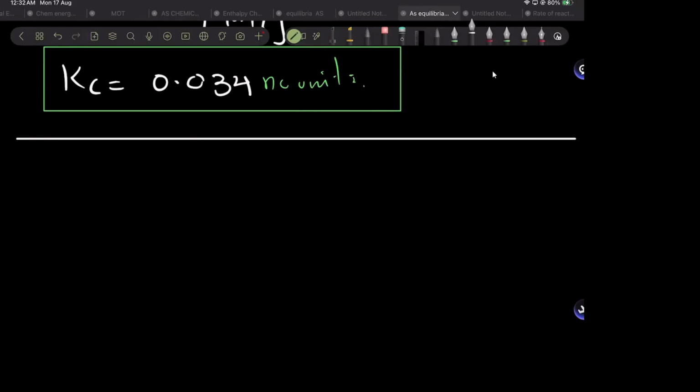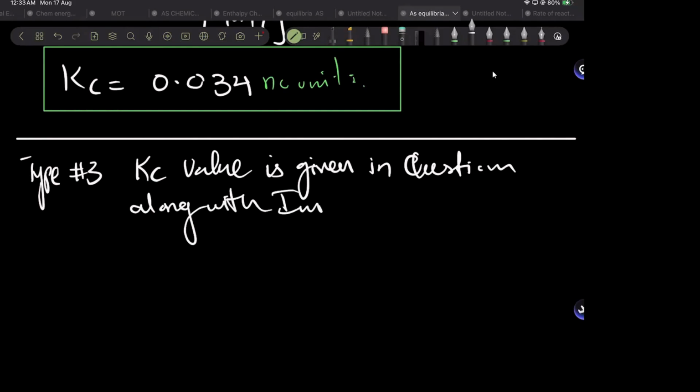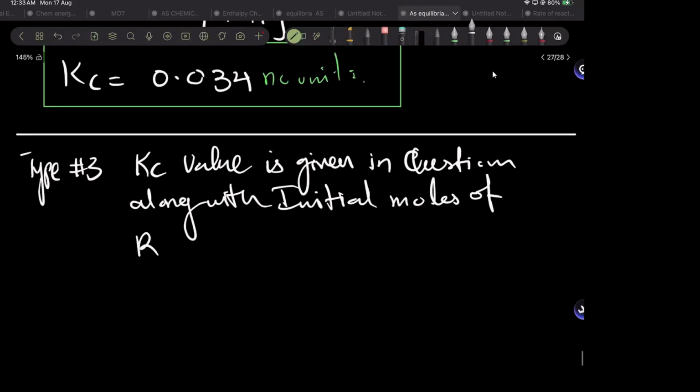All right. So type 3 is: Kc value is given in the question along with initial moles of reactant or product or both. It can be like that also. But the main thing is that you don't have to calculate Kc. It's already given in the question. So you have to go in reverse order.